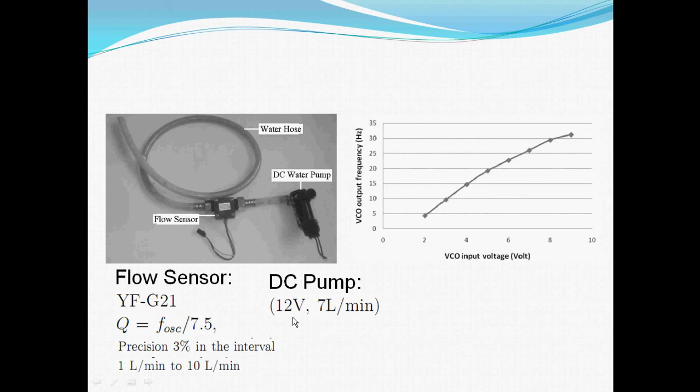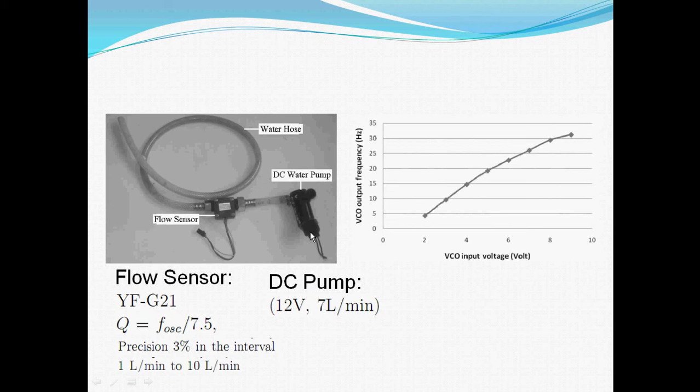In this paper, the VCO system is built and tested. It consists of a mini DC pump, 12 volts, 7 liters per minute, and a water flow sensor FG21. In the datasheet of this flow sensor, it states that the flow rate can be calculated by the equation Q equals the frequency of the output signal of the flow sensor divided by 7.5, where Q is the flow rate in liters per minute.